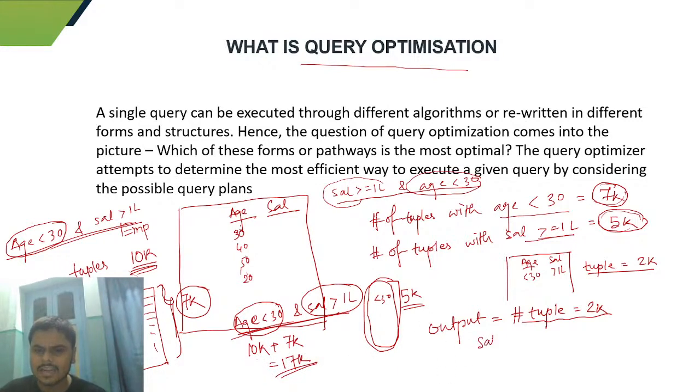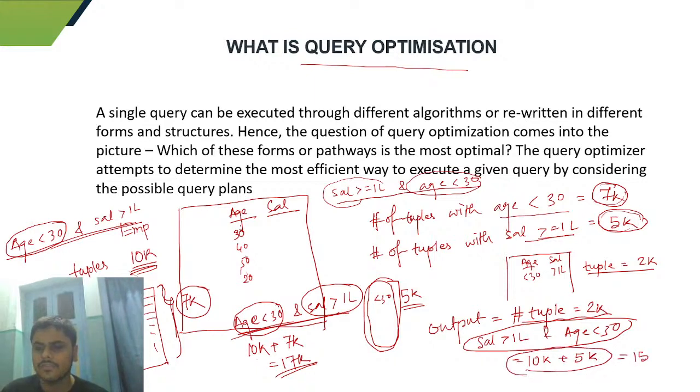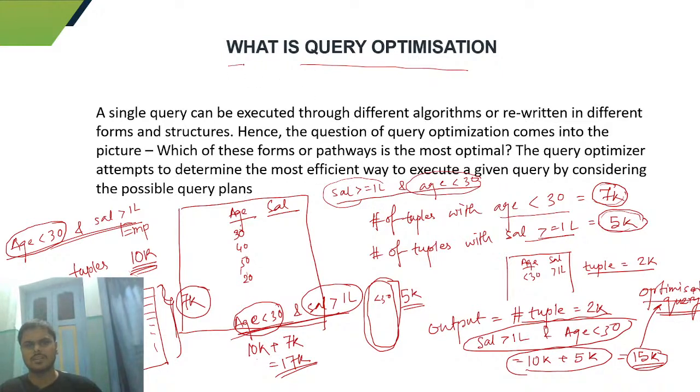But if we do salary greater than 1 lakh first and then age less than 30, we first retrieve 10k tuples and then do a 5k tuples operation. So in this case we have a total of 15k operations, right? So which one is lesser? Obviously this one is lesser. So this is our optimized query. This is what query optimization actually means, right?